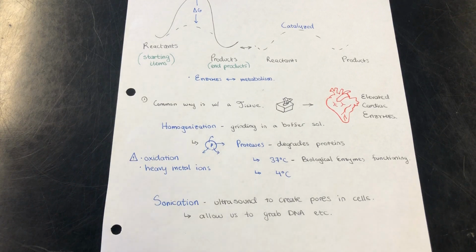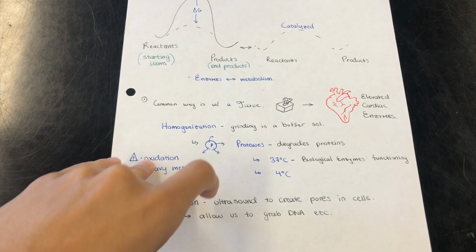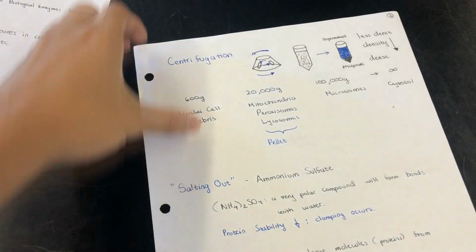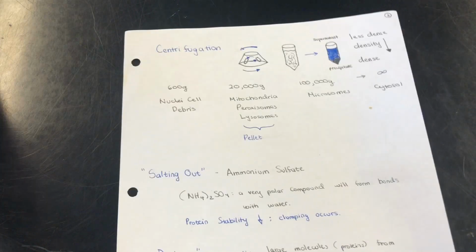We move on to the next step, which is sonication, which is just putting it in a long tube, and it uses ultrasound to create pores in the cell, allowing us to further grab the DNA or what we want inside the cell. We move on to our next step, which is centrifugation, which is very familiar to a lot of biologists, chemists, etc.